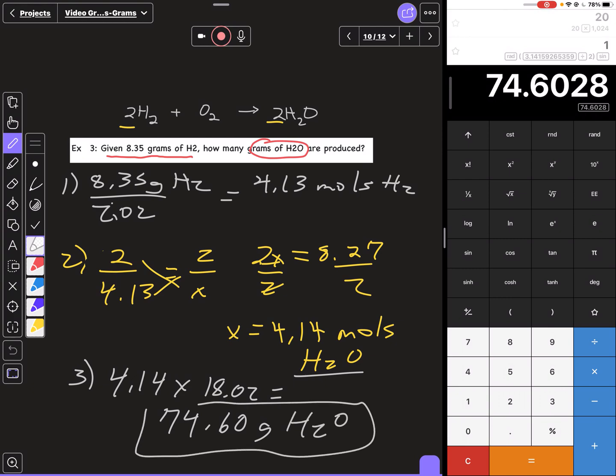So theoretically, before I ever do this experiment, if I know I have 8.35 grams of H2, I can predict that I should get 74.6 grams of H2O from that, if I have that amount of the starting reactant of H2. This is the theoretical yield, all right? This is in theory. I'm doing this on paper. If I go into the lab and do this, I'm probably not going to get this amount because of human error, and we'll talk about what that means in a few days. Right now, we're doing all this on paper. This is all in theory. It's called a theoretical yield.